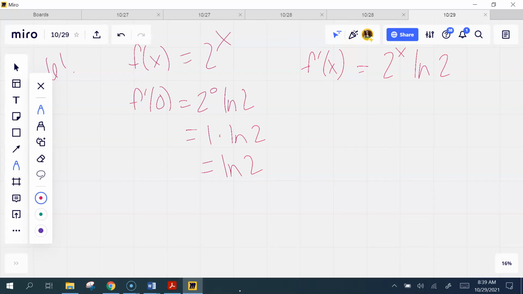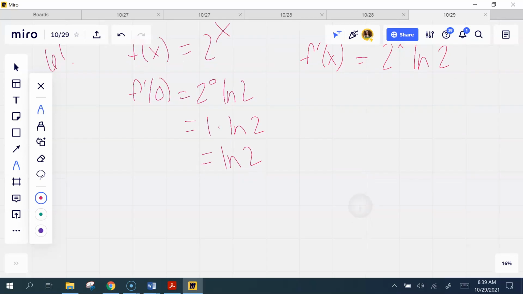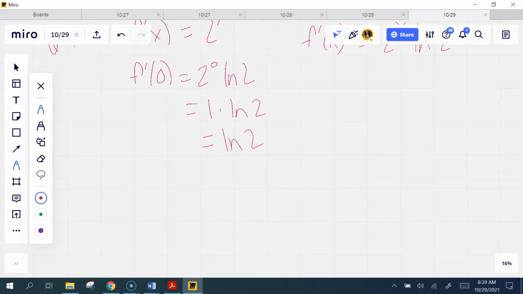All right, use the definition of a derivative to write f prime of 0 as a limit. So here's probably where you got confused, because you didn't remember the definition of a derivative. So the limit as h goes to 0 of f of x plus h minus f of x, all over h.